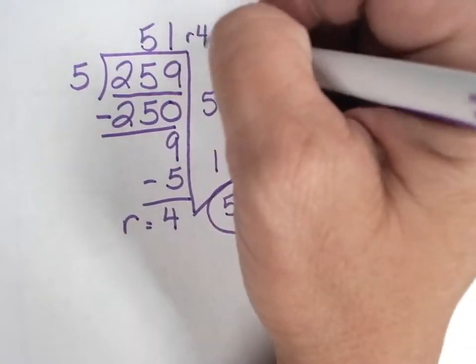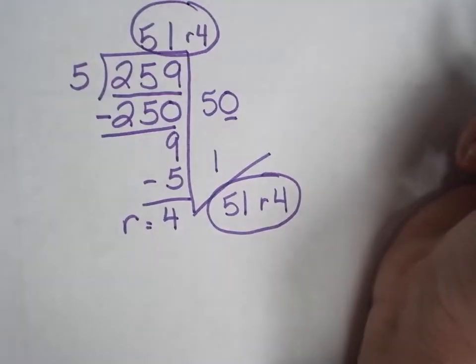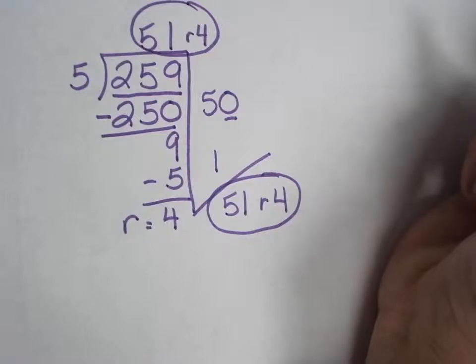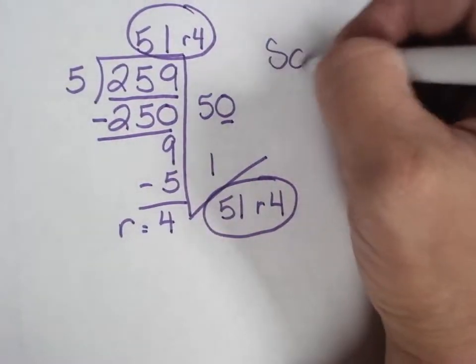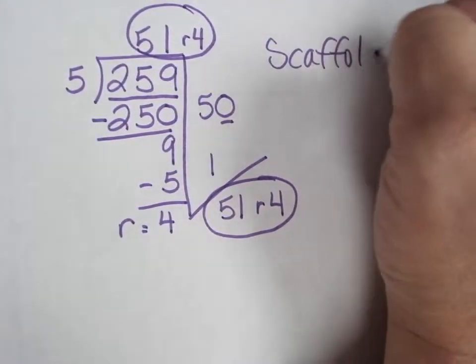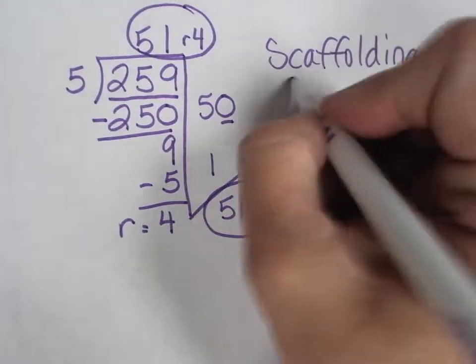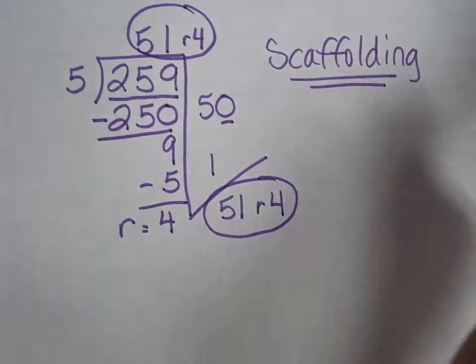And I also try to teach them to go ahead and write it up here, because this is where we will put our quotient when we do the standard algorithm. So this is called scaffolding, and this is a method of division that we learned today in class.